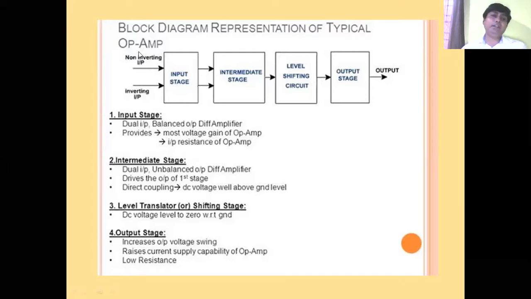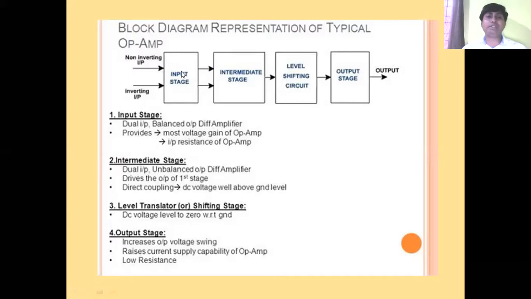And why it requires two: this operational amplifier is designed by using a differential amplifier. Keep this in your mind. Your operational amplifier consists of two or more than two stages of differential amplifier. So for that reason, it has two inputs named non-inverting input and inverting input, which are given to the input stage.